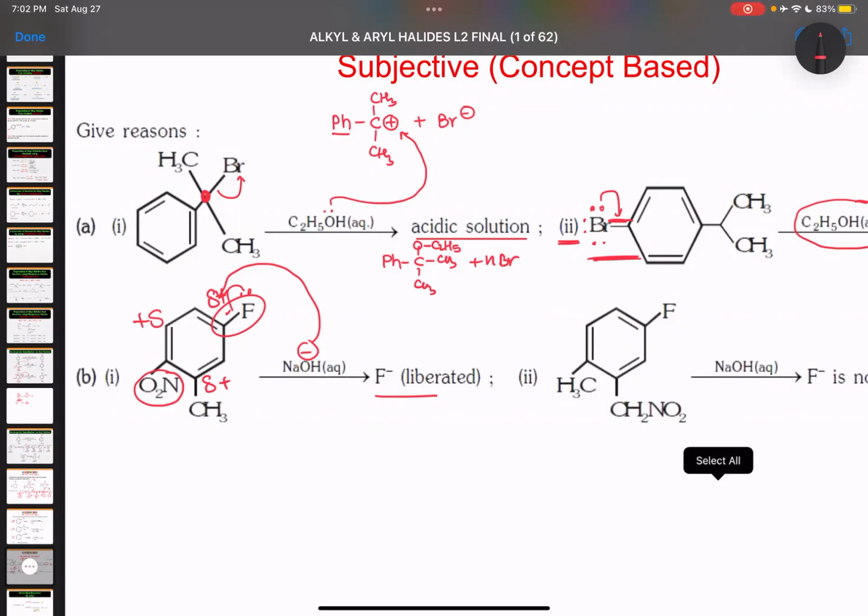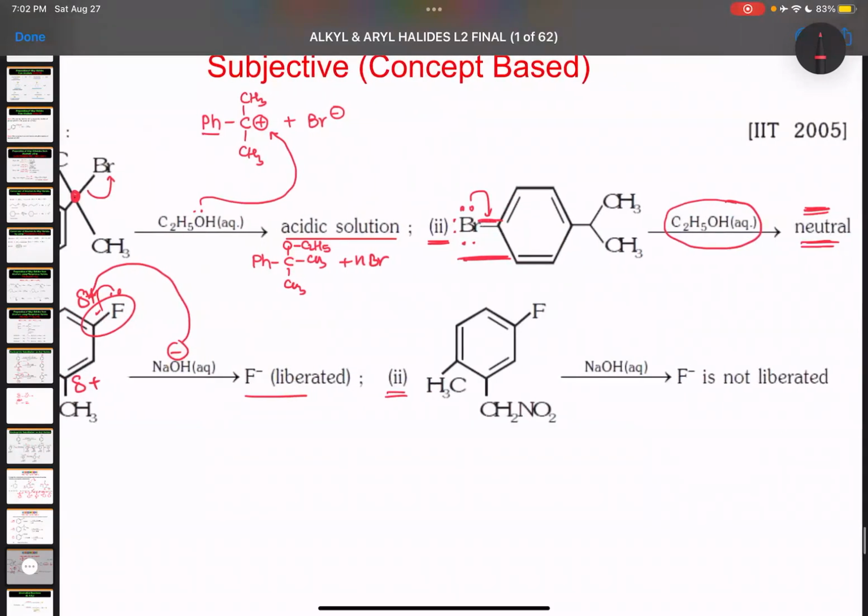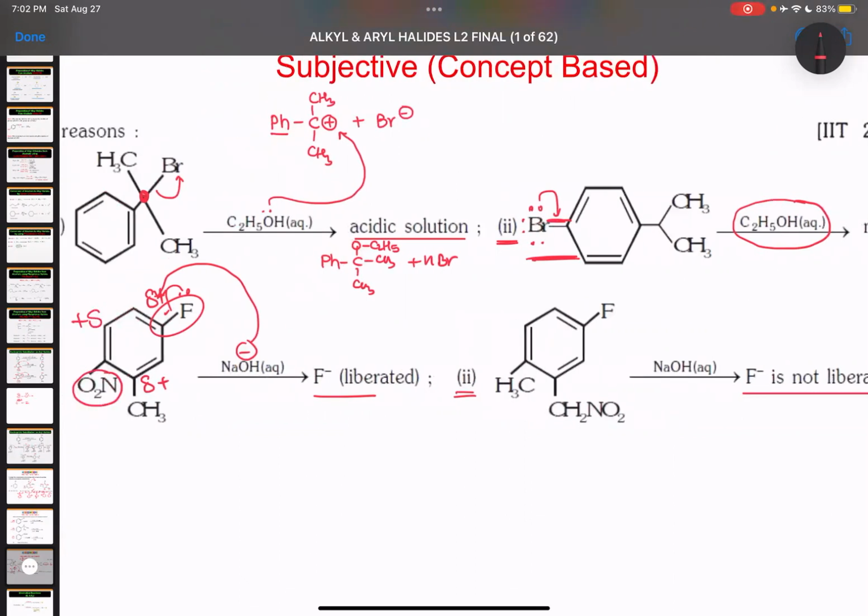Now the next thing is, what about this one? Will this fluorine be able to come out? The answer is no. They have written that F minus is not liberated here, whereas in the earlier case F minus is liberated. So what could be the reason why F minus is not liberated? You need to think.